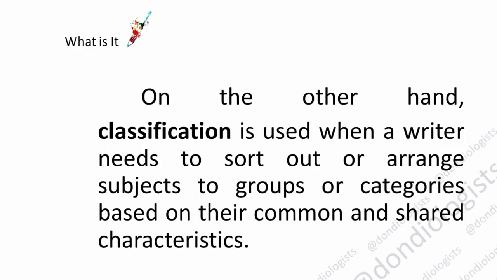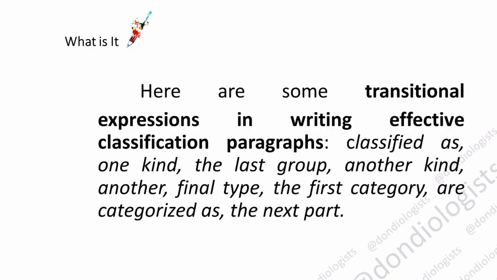On the other hand, classification is used when a writer needs to sort out or arrange subjects into groups or categories based on their common and shared characteristics. Here are some transitional expressions in writing effective classification paragraphs. Classified as, one kind, the last group, another kind, another, final type, the first category, are categorized as, the next part.